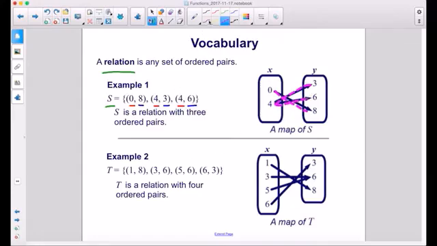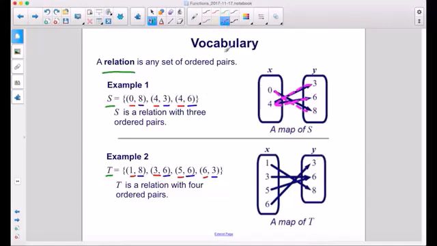In example 2, T is a relation with 4 ordered pairs. 1, 2, 3, and 4. The X values are 1, 3, 5, and 6. And we have Y values of 8, 6, 6, and 3.